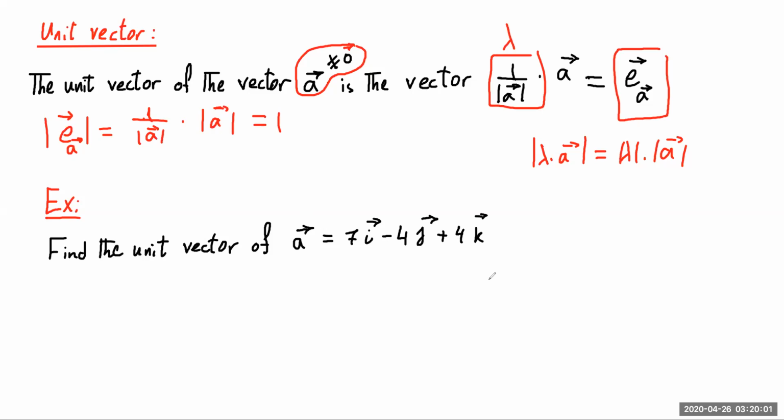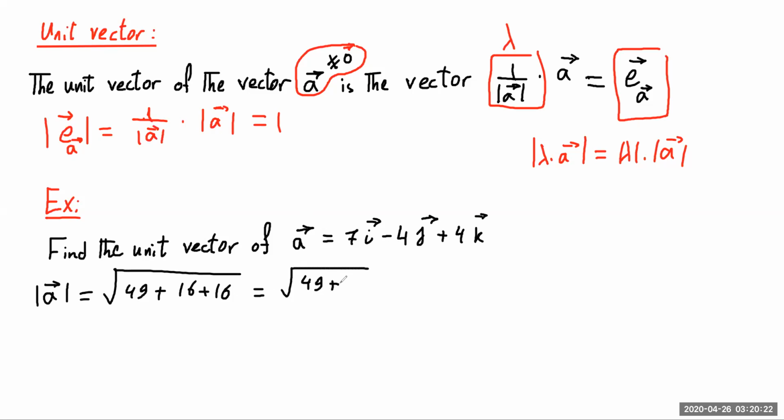Exercise. Find the unit vector of the vector 7i minus 4j plus 4k. So let's calculate the length of A, which is by definition the root of 7 power 2, 49, plus 4 power 2, 16, plus 16. So it will be root of 49 plus 32, so 81, root 81. So it's 9.